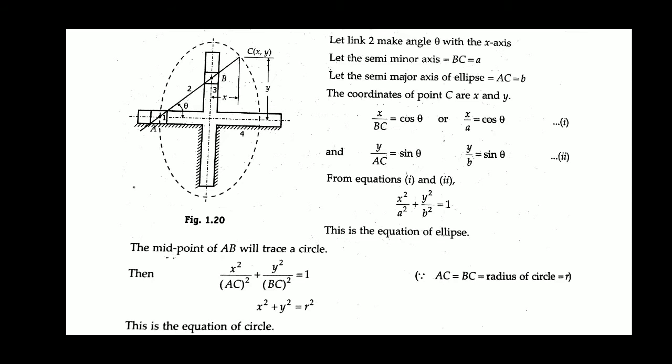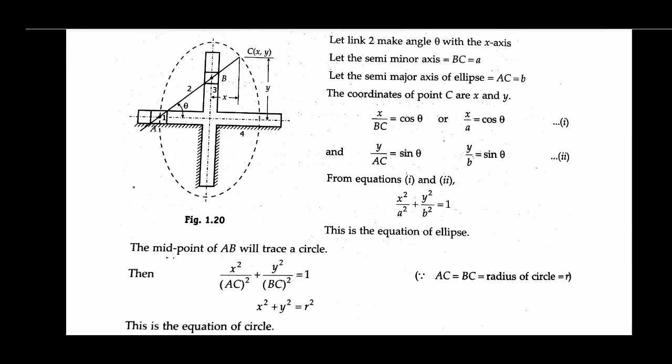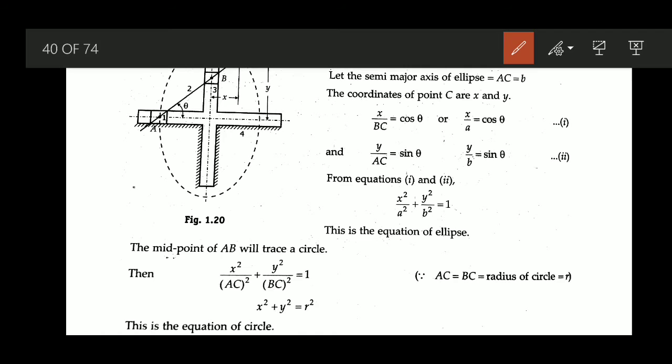So the analysis is very easy. In this particular figure, link 2, that is the bar, is making an angle theta with the x-axis. We are considering the semi minor axis as BC, which is equal to a. Here, from here to here, that BC was there, and C was the point on it, and that is the semi minor axis.